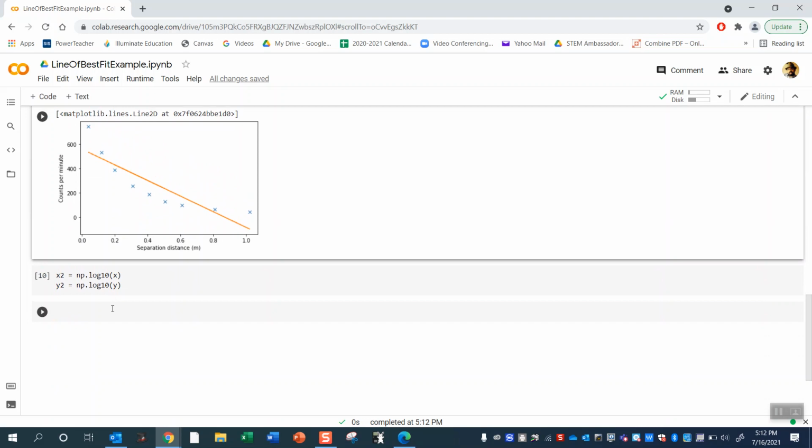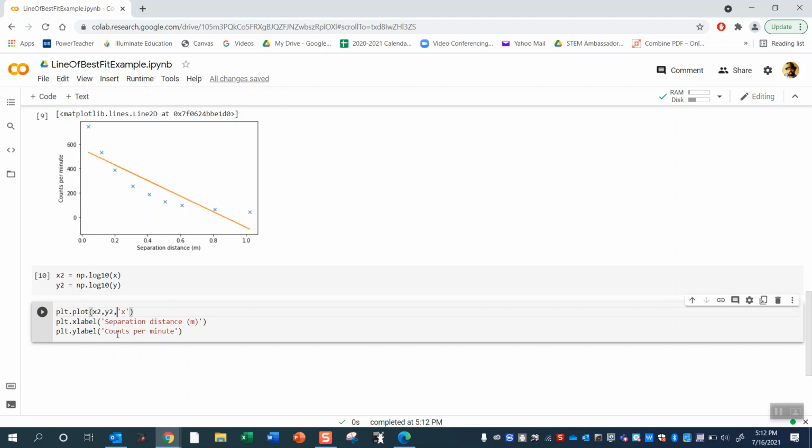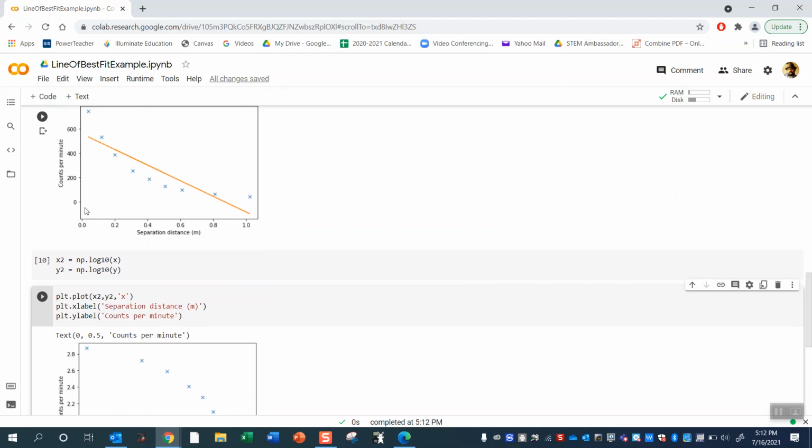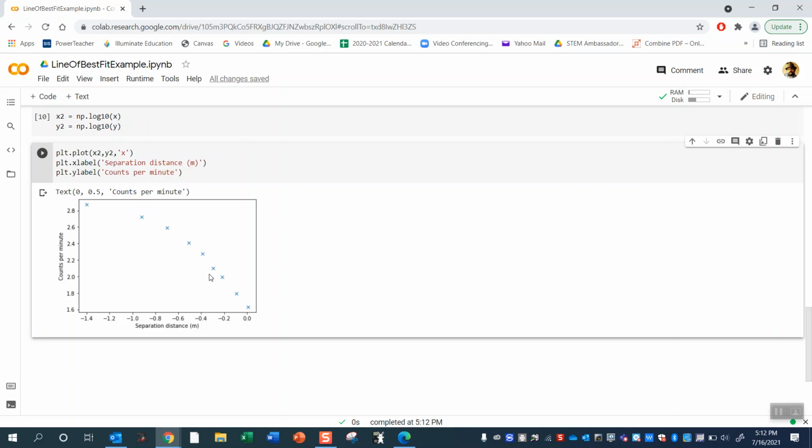Paste it into here. And then I'm just changing x to x2 and y to y2. So what have I done here in creating this graph? I basically have taken the log of all of these data points, both with respect to x and y, and graphed them. As you can see, I get a new graph. There's a region here where it's a straight line, and over here it kind of curves. So it's not a perfect fit.